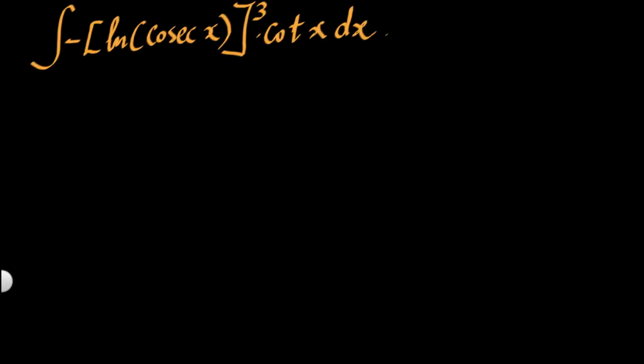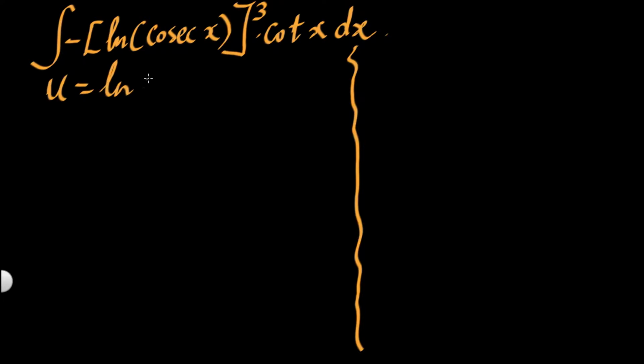Let me come to this example here. We can also rely on u substitution on this one. Now I'm going to choose ln cosec x as my u. Therefore, u is equal to ln cosec x.